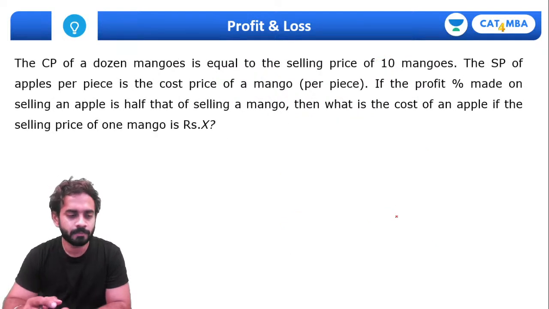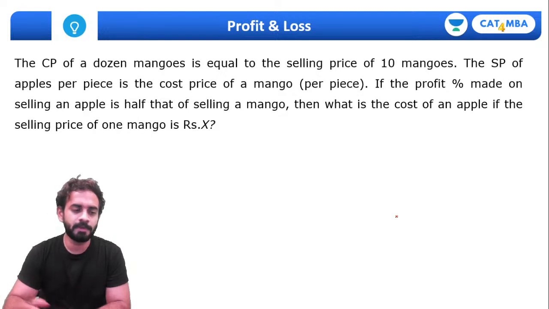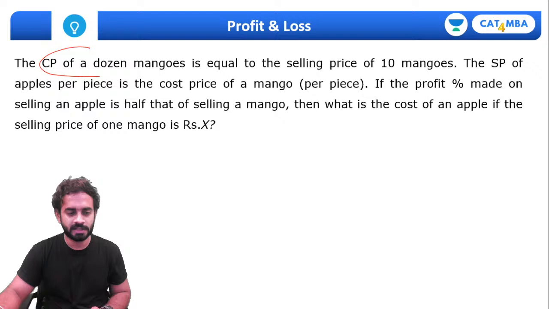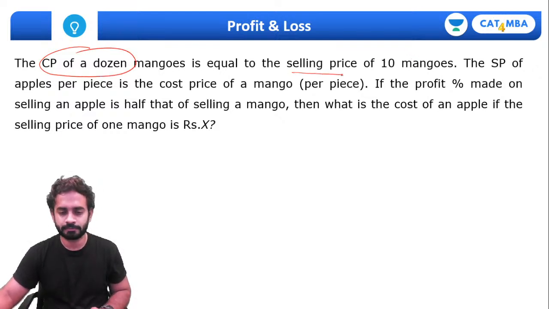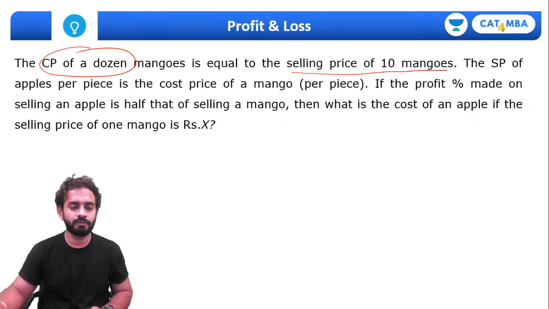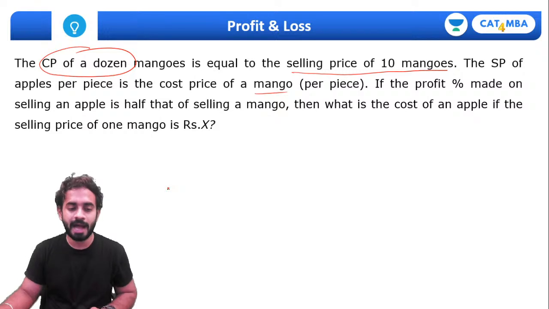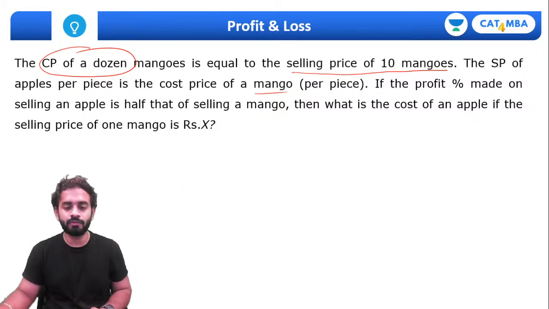Let's move further now. The CP of a dozen mangoes is equal to the selling price of 10 mangoes. The SP of apples per piece is the cost price of a mango. If the profit percentage made on selling an apple is half that of selling a mango, then what is the cost of an apple if the selling price of one mango is X rupees?